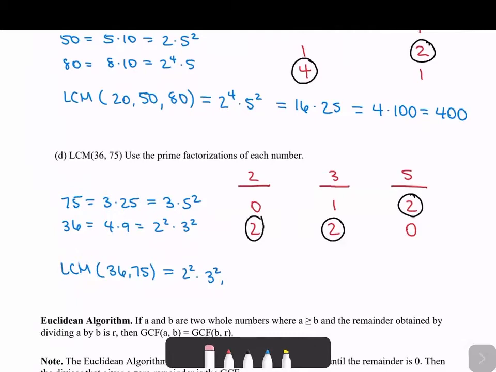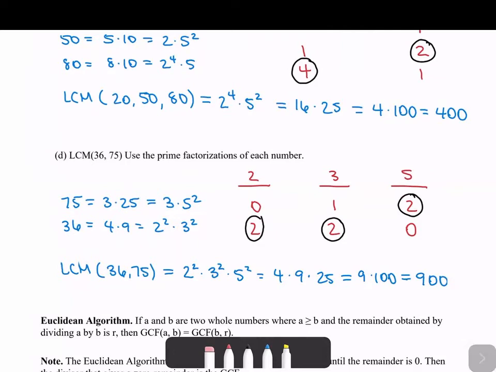2 squared times 3 squared times 5 squared, which is 4 times 9 times 25, which is 4 times 25 is 100. So we're going to do 9 times 100 is 900. Okay, so that is how you get the LCM of this one.